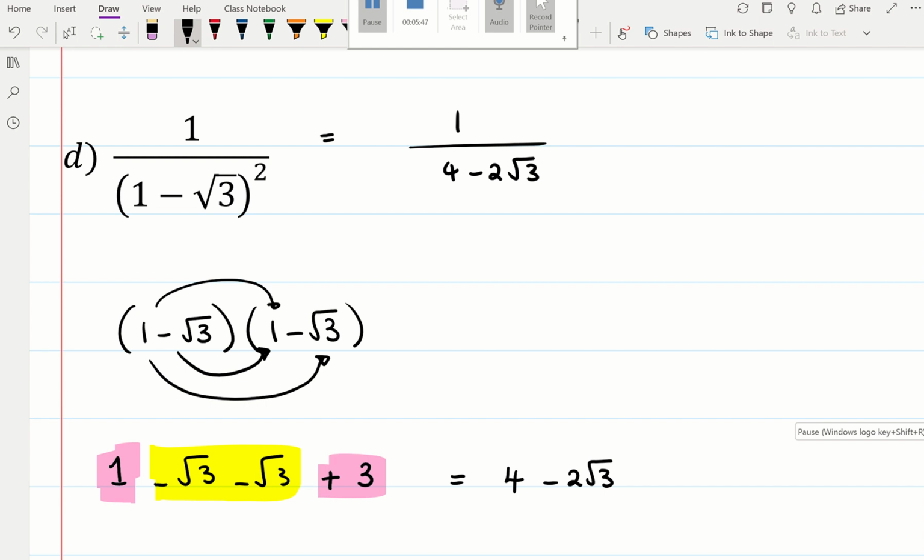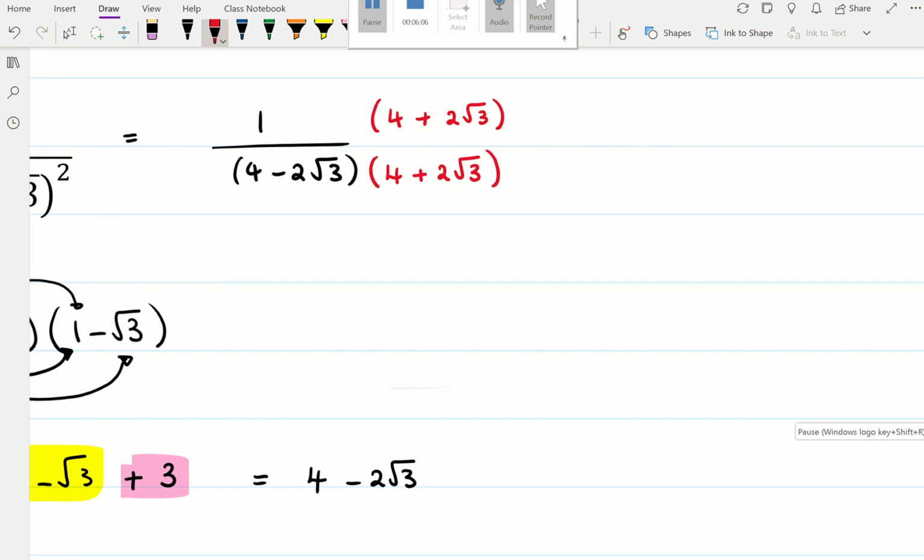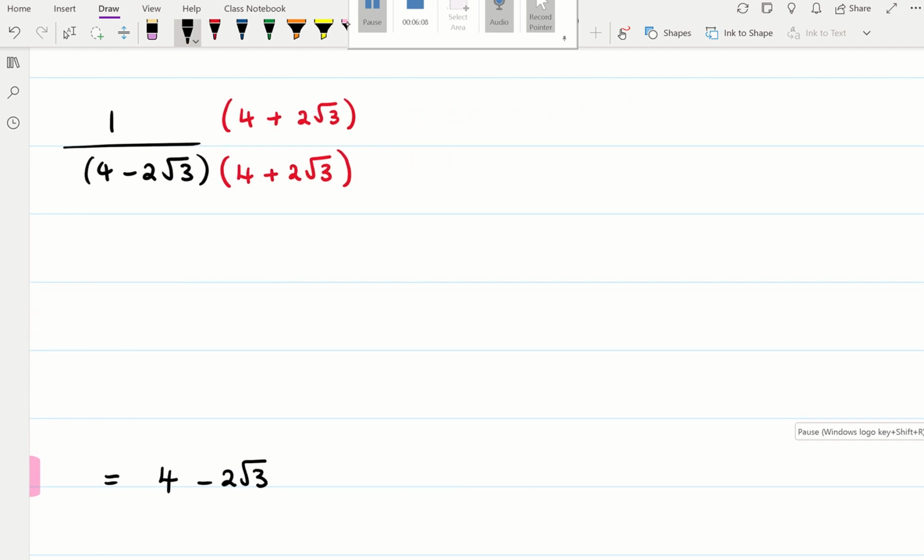And that's where I start rationalizing the denominator. That's my bracket. I multiply it by a very similar bracket, but instead of a minus, I put a plus. And I multiply the numerator by exactly the same thing to keep the fraction equivalent. So the top, 4 plus 2 root 3. And at the bottom, I've got 4 times 4, which is 16. And I've got negative 2.